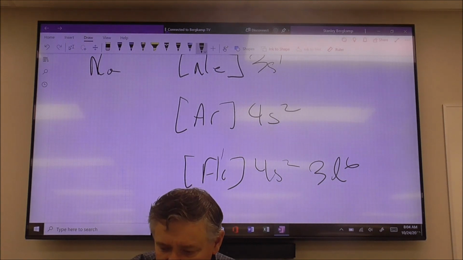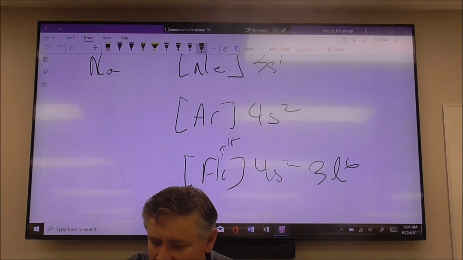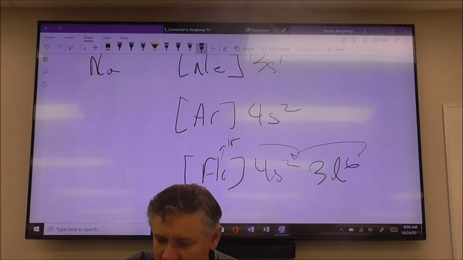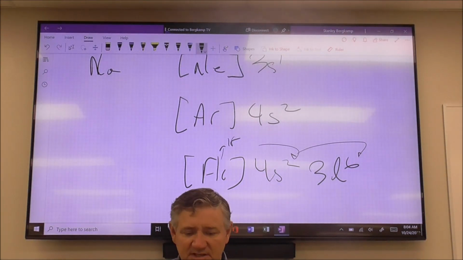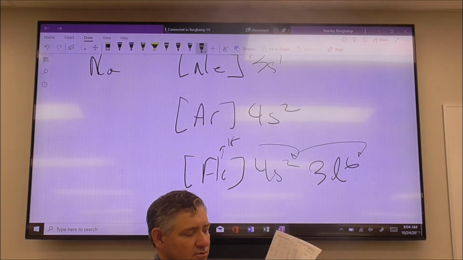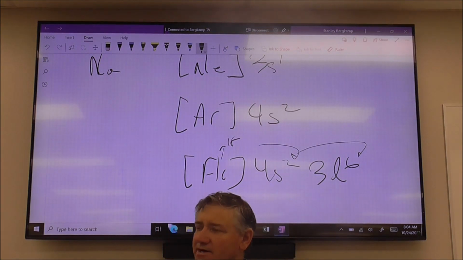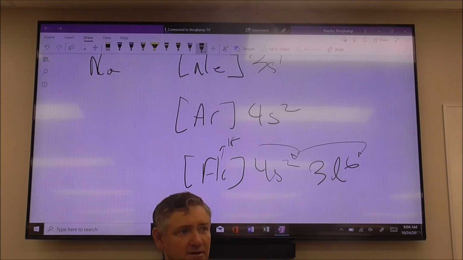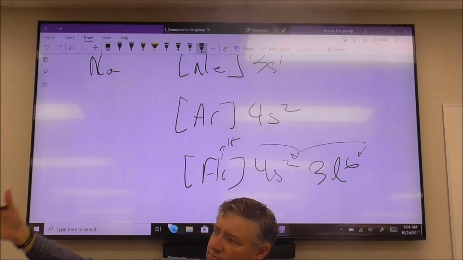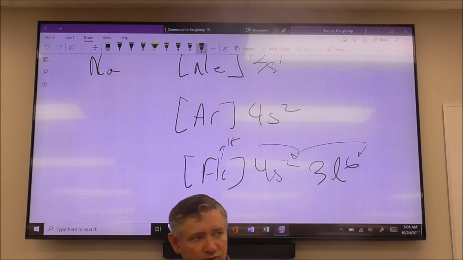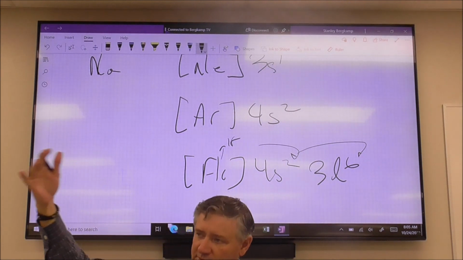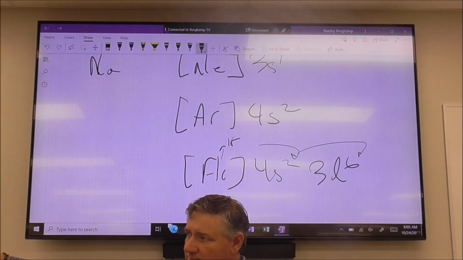So argon has 18 electrons. If I take 18 plus 2, that gets me 20, plus another 6, that gets me 26. So your total number of electrons still has to add up to the atomic number of the element, okay? That's another way that you can check that you got it right. Does everything still add up to 26, or whatever that atomic number is?